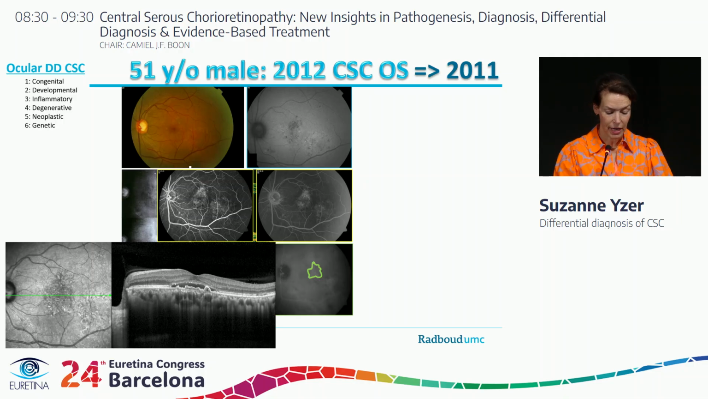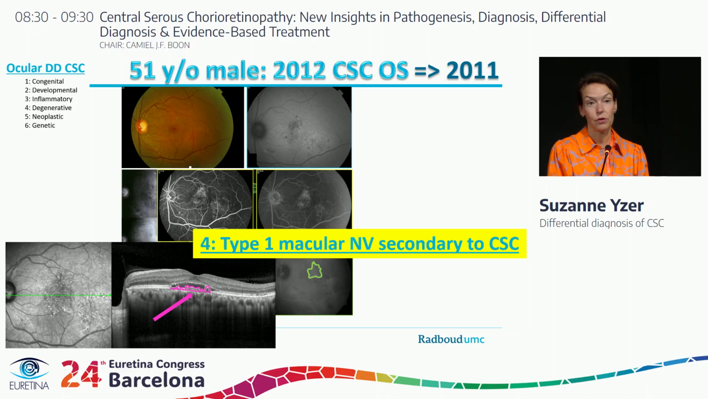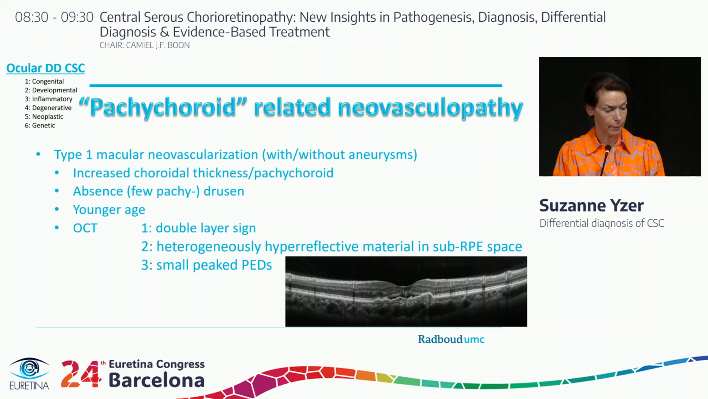So there's the FA and the ICG. I made a green almost circle around it. This is like a plaque that we see on the ICG. And the interesting thing is when you look closely at the OCT, yes, there are choroidal changes. Well, he had a history of central serous chorioretinopathy, but this is what the real problem is at this point. So you see splitting of the Bruch's membrane and RPE, and with these peaked kind of changes. And this is a type 1 macular neovascularization secondary to central serous chorioretinopathy.